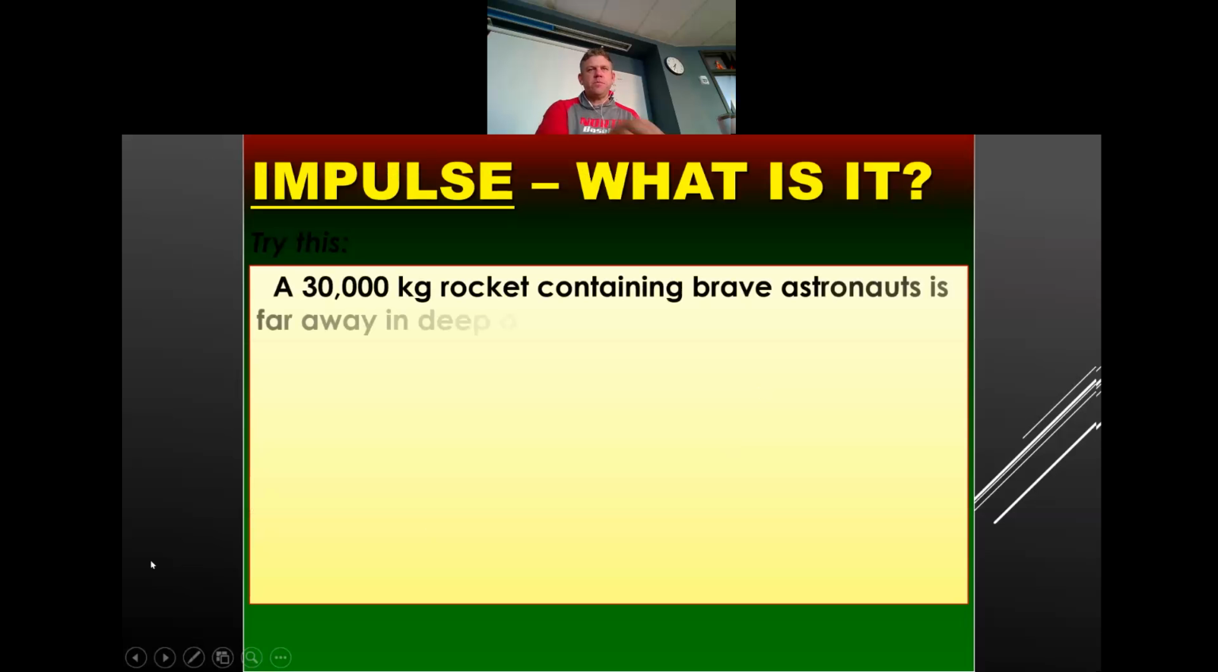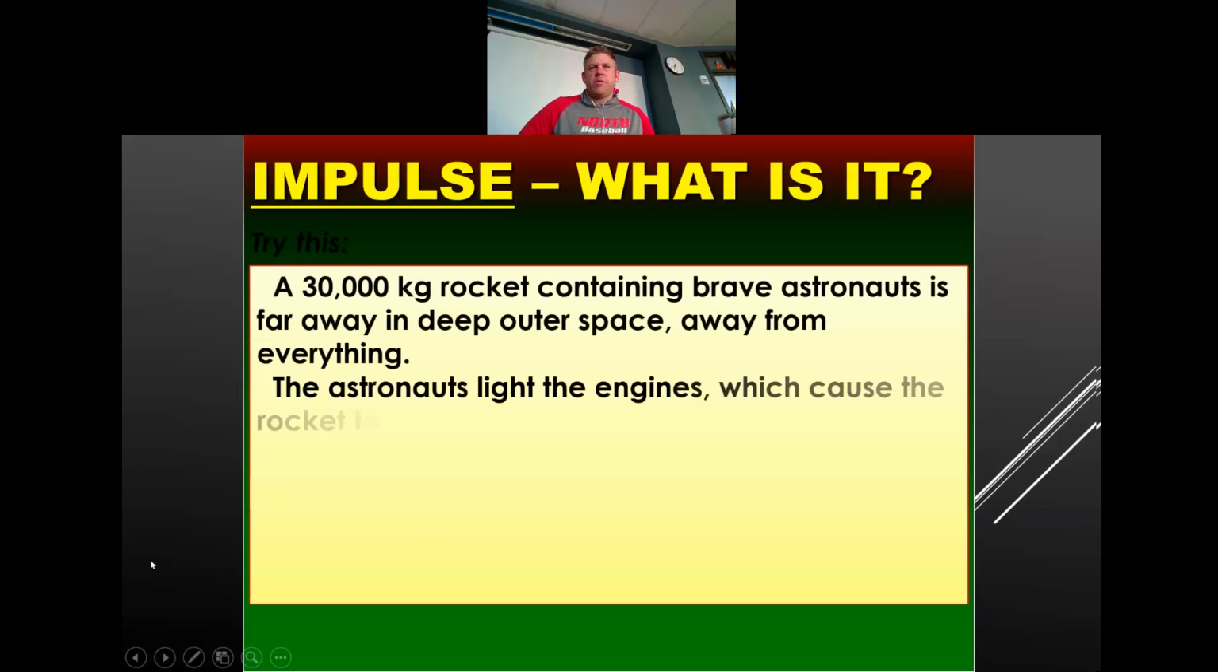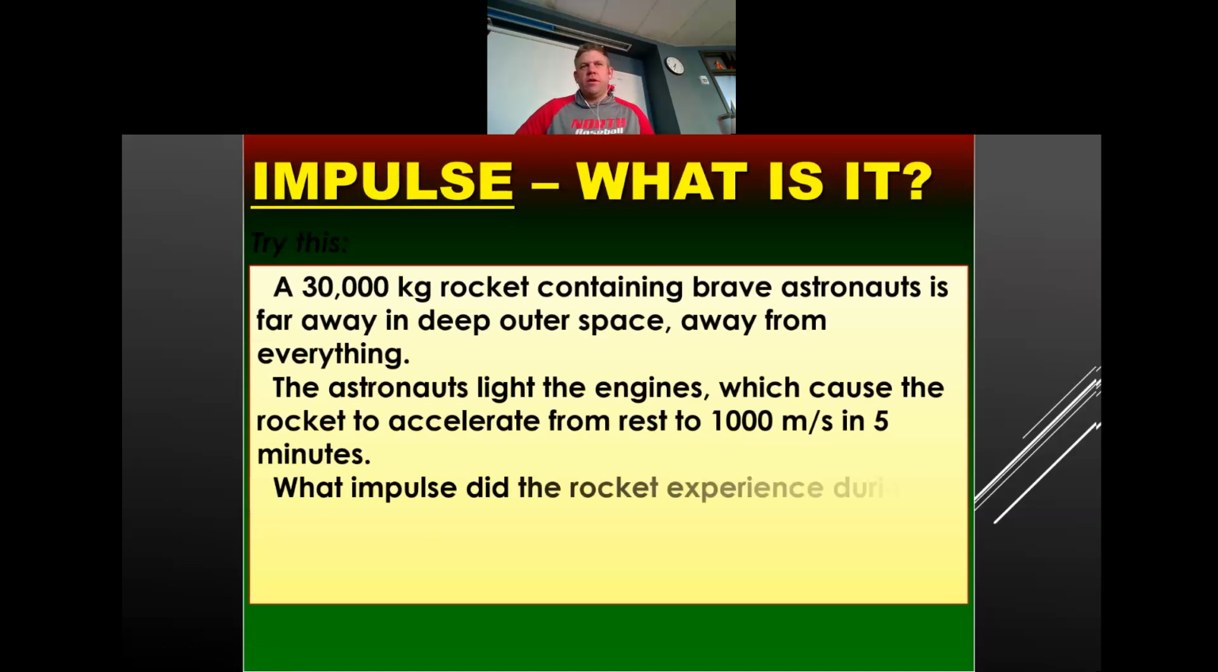So here we go. A 30,000 kilogram rocket containing brave astronauts, you can read there. The astronauts light the engine, which causes the rocket to accelerate from rest to 1,000 meters per second in 5 minutes. We want to know the impulse on the rocket during this 5 minutes. All right. So what we see is we've got a couple numbers here that are important for us.